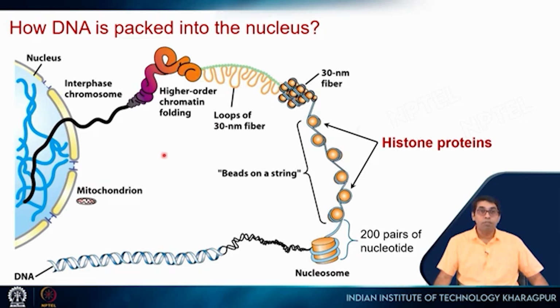In case of mitosis, higher order compaction occurs and the DNA becomes really compact. So, this way cells pack this highly negatively charged molecule into a very small volume of the nucleus.